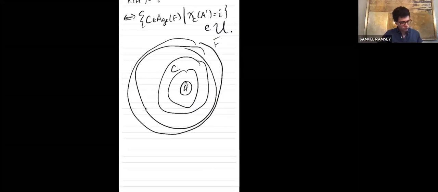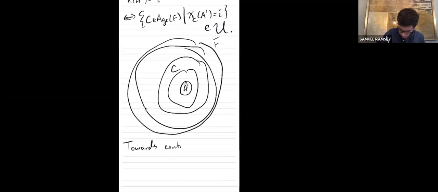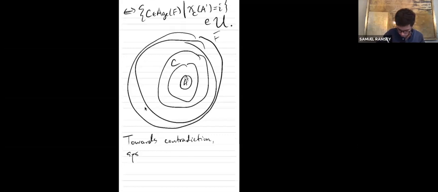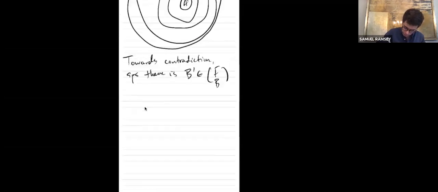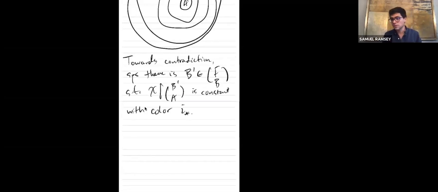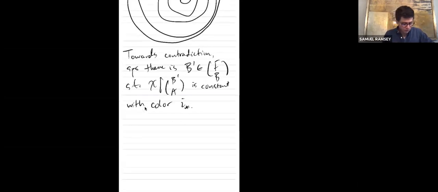Okay, so now let's get a contradiction. Towards contradiction, suppose there is B prime, which is a copy of B in F, such that chi restricted to the copies of A in B prime is constant with color, let's call it I star. If it's constant, it has to have some color. Now, what goes wrong?